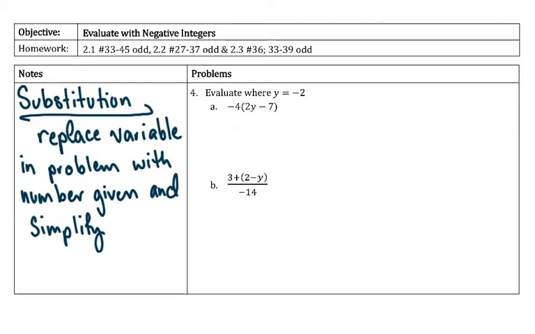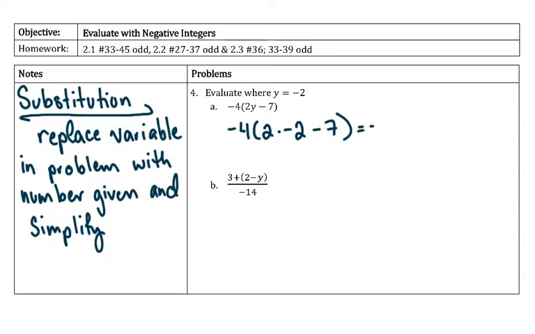So for example here, I'm going to say negative 4, parentheses, times 2 times negative 2, minus 7. And this is about showing your work as well. We're not going to skip steps in our head. Now we're just going to follow our order of operations, PEMDAS, which means we're going to do the parentheses first and the multiplication inside the parentheses before the subtraction.